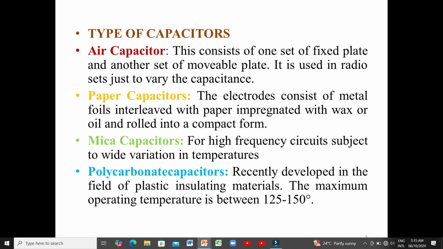Paper capacitors: the electrodes consist of metal foils interleaved with paper impregnated with wax or oil and rolled into a compact form. Mica capacitors are for high-frequency circuits and are subject to wide variation in temperatures. The polycarbonate capacitors are recently developed in the field of plastic insulating materials. The maximum operating temperature is between 125 to 150 degrees centigrade.